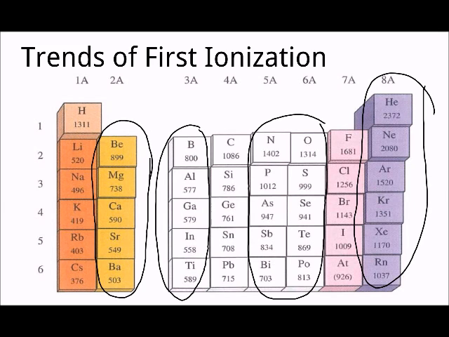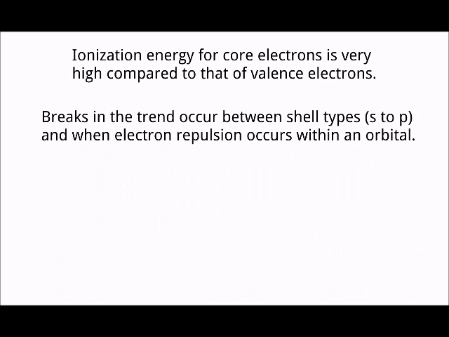So let's do a very brief recap. Let's look at our takeaway notes here. Ionization energy for core electrons is going to be very high compared to those of valence electrons. So that's the first thing we want to note. That was that orange break in that table.